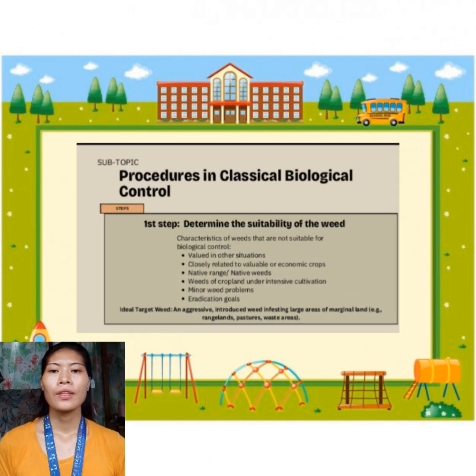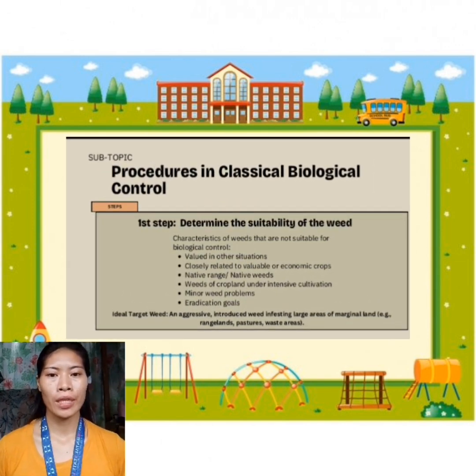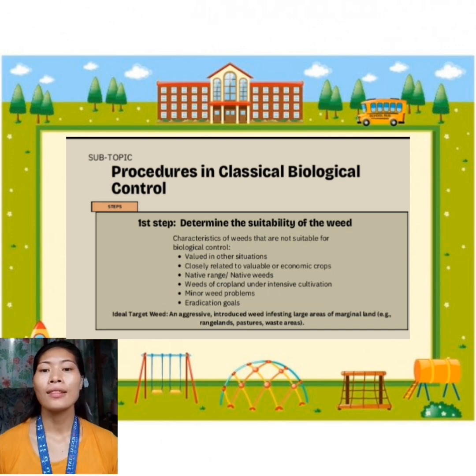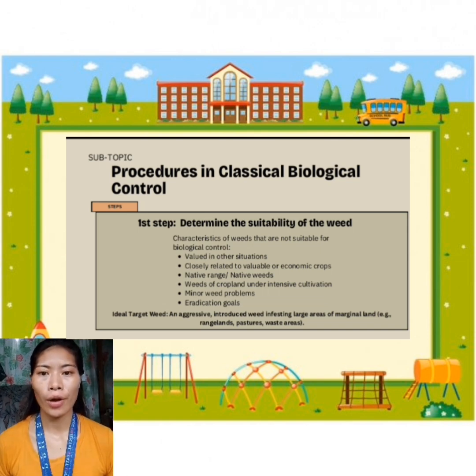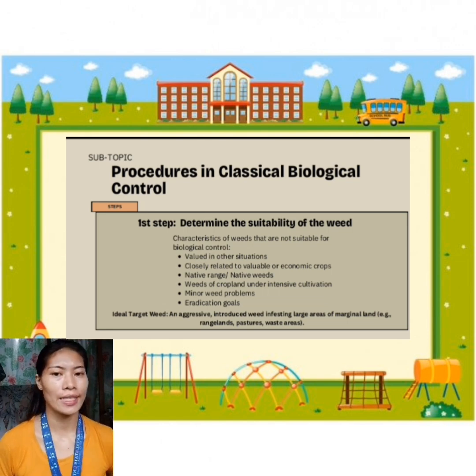The first step, determine the suitability of the weed for this approach. Not all weeds are suitable; those with the following characteristics are generally less suited for biological control. First characteristic is value in other situations. Weeds that are beneficial, like honey plants, or closely related to valuable crops are unsuitable. This is because the biocontrol agent cannot be selectively targeted and may harm beneficial plants.